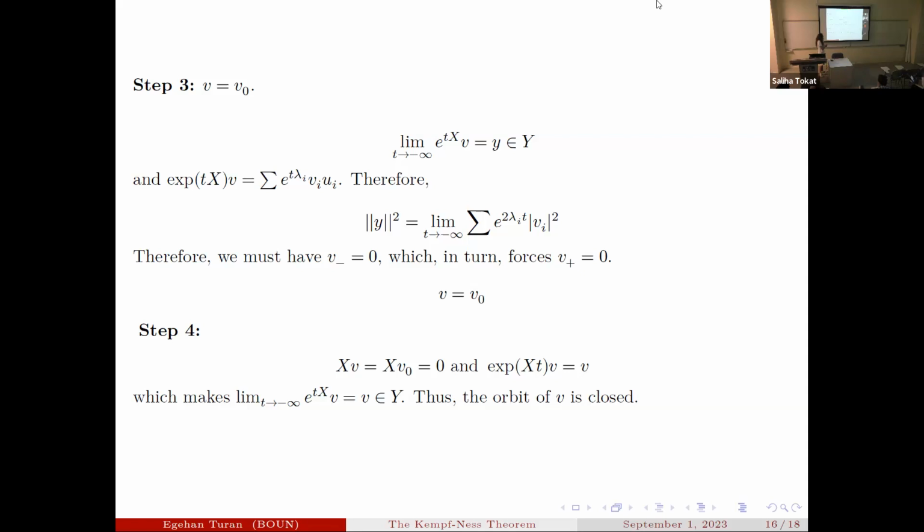Then I will look at X times v, which is equal to X times V zero, which is equal to zero, because V zero is the part coming from the zero eigenvalue of X. And this exponential term times v will be equal to v by Taylor expansion. This limit does not depend on t, because it is just equal to v, so it is v as t goes to minus infinity. It is always v. So this shows that v indeed resides in this closed orbit, but v only has one orbit, and this shows that this orbit is closed. So indeed, the orbit of v is closed.